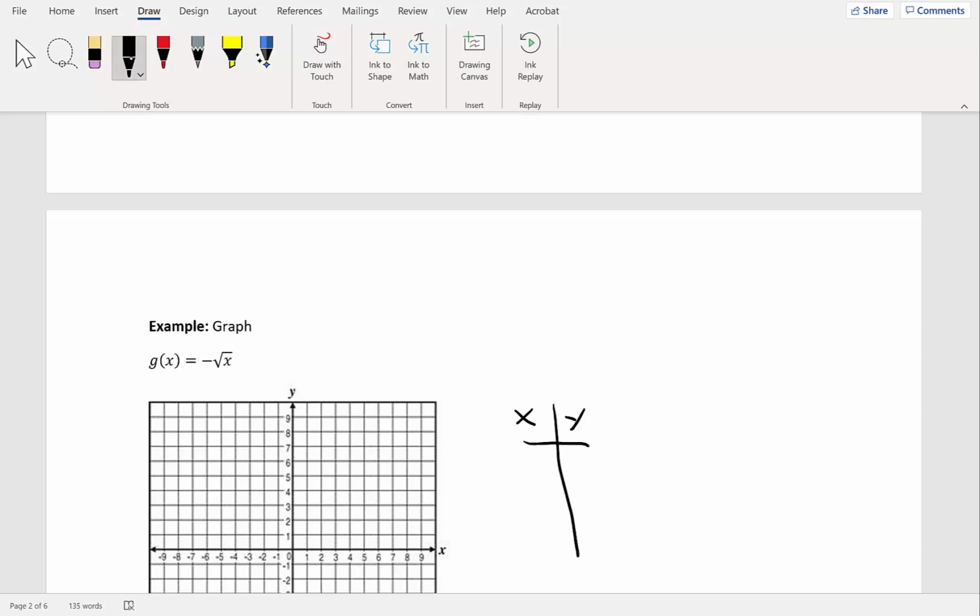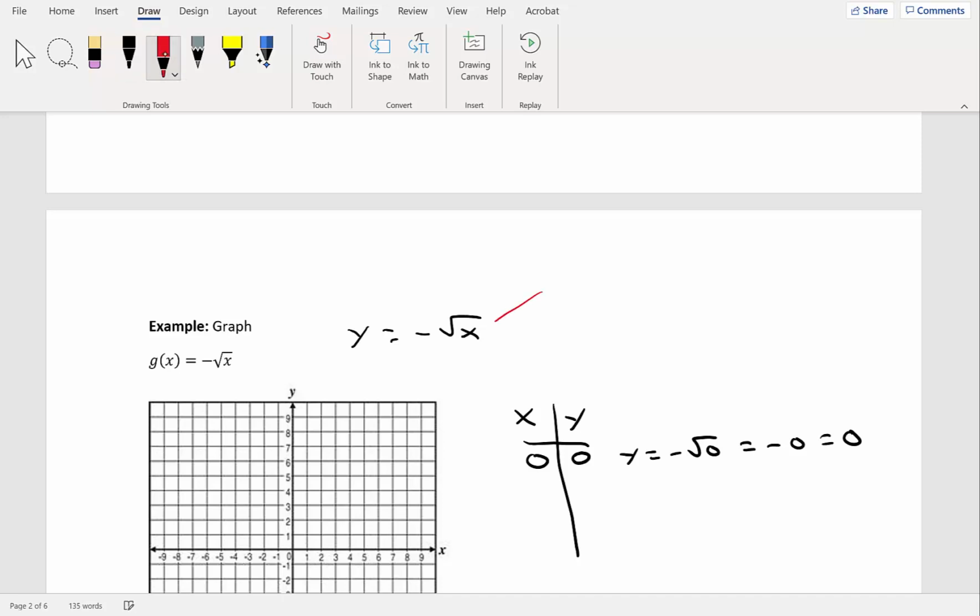One of the very first points that you want to choose is whatever makes the inside of that square root 0. If I plug in 0 for my x, that will make inside the square root 0. Let's go ahead and choose that value. Now we have to figure out what y is equal to. Remember, g of x is just the same thing as y. So this is really just y equal to negative square root of x. So I have y equal to negative square root of 0. Square root of 0 is 0, and negative 0 is just 0. So that gives me 1 point.